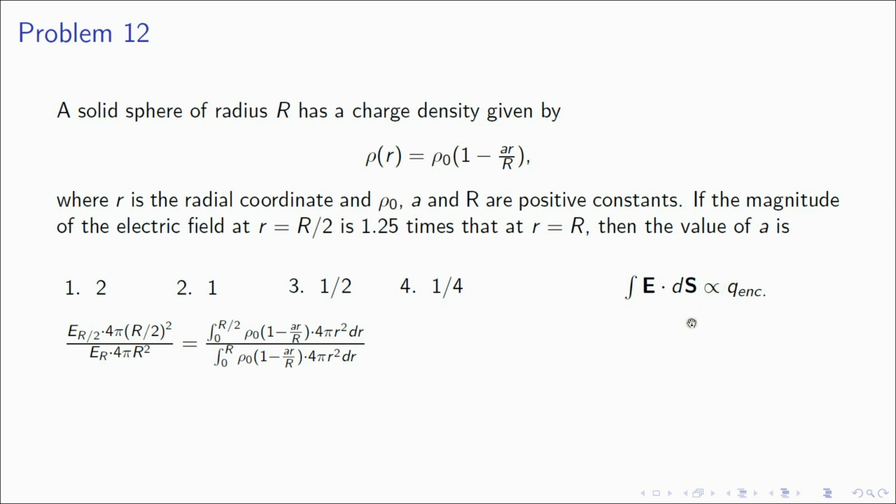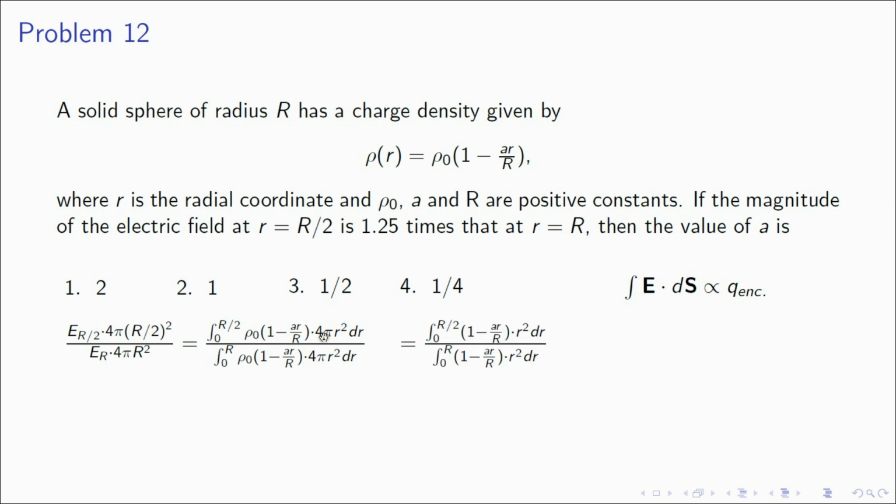So this is the q enclosed in one case. You take a small shell of radius r and thickness dr, so its volume is basically 4 pi r squared dr, and the charge density is this one, rho naught (1 minus a r over R). So this is the total charge enclosed. You integrate it from 0 to R over 2, and in the second case you just integrate it from 0 to R. So now you can just calculate and put the values.